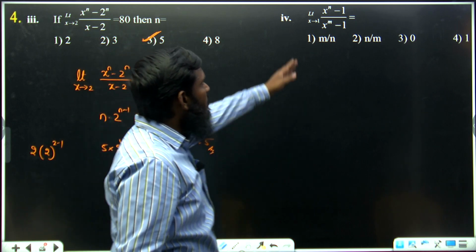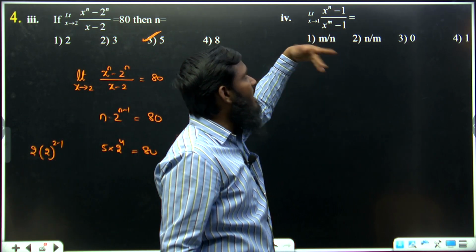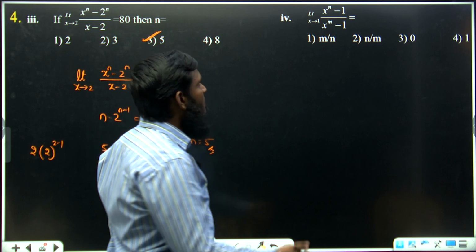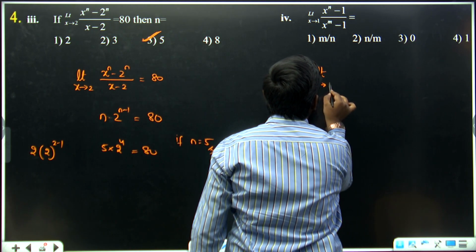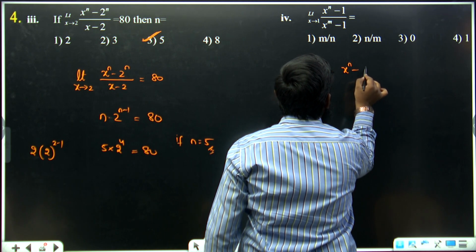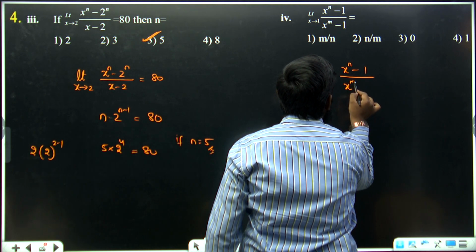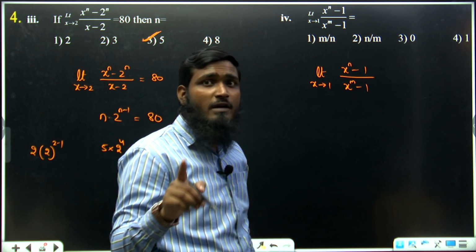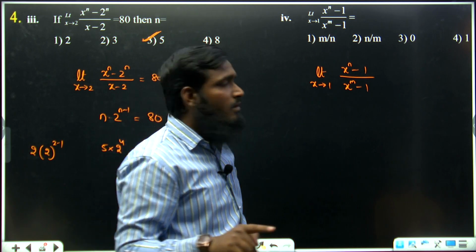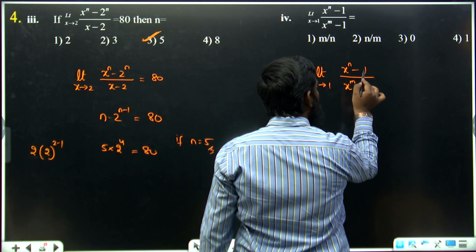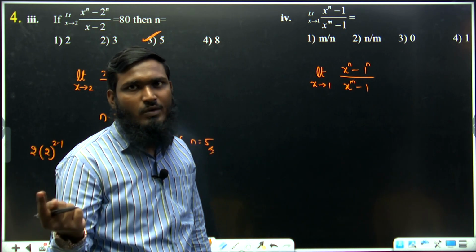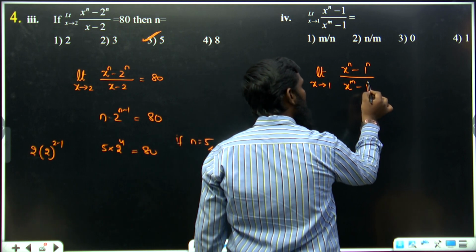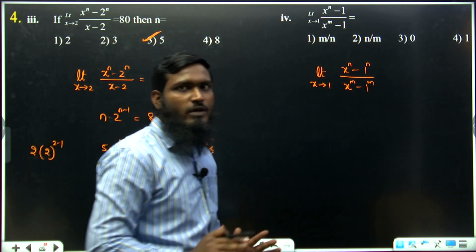Now next part, limit x tends to 1, x power n minus 1 by x power m minus 1 is given. Now, same concept we are having for this part. Limit x tends to 1, x power n minus 1 divided by x power m minus 1 is given. Now what we have discussed, the numerator power should be same. So for 1 we can write 1 power n also. 1 power n means it is equals to 1 only. Similarly over here, 1 power m we are writing. Now it is looking like the same concept.